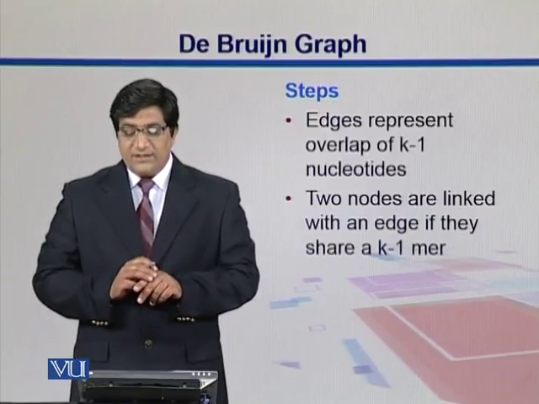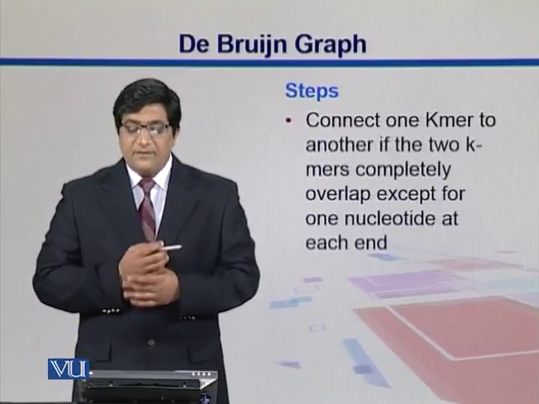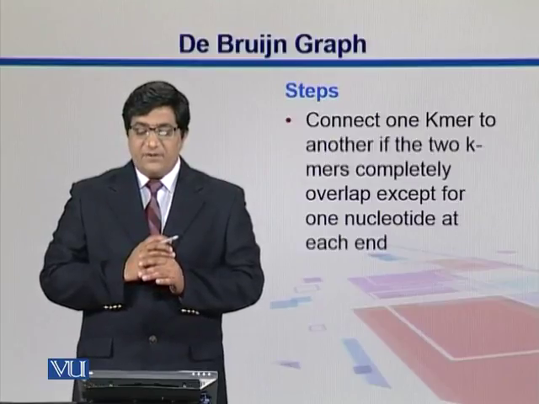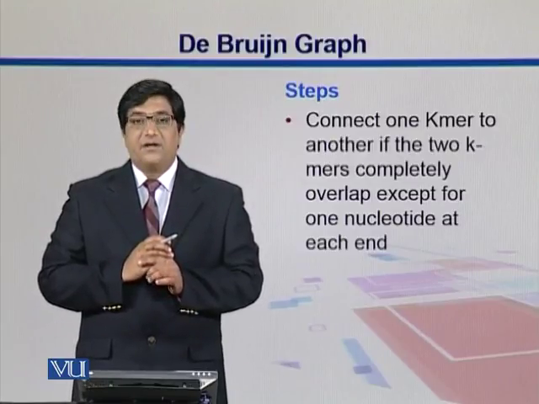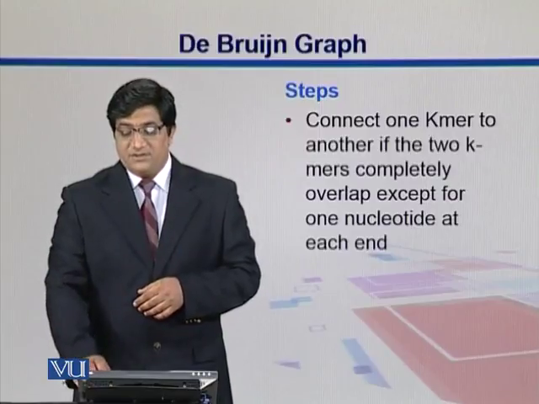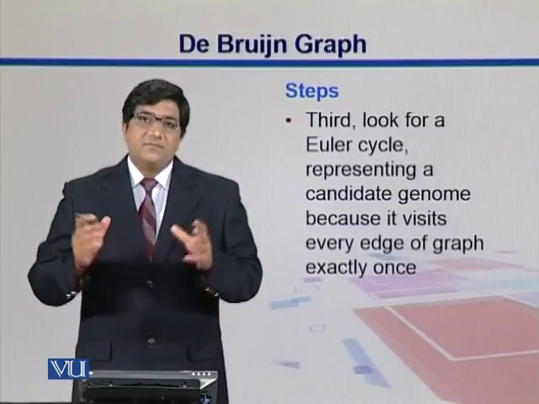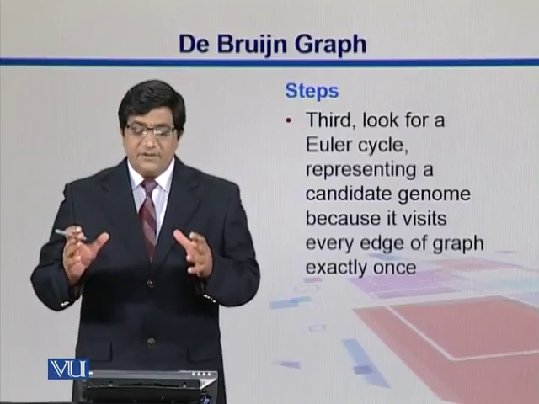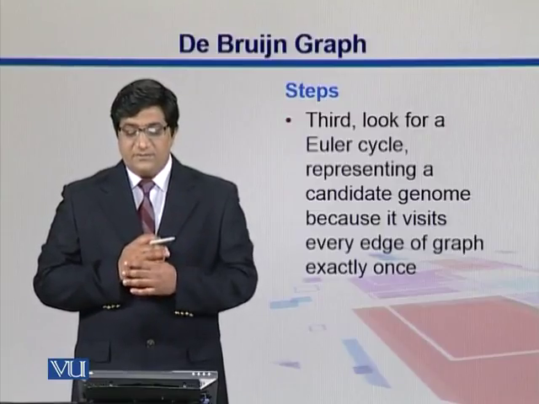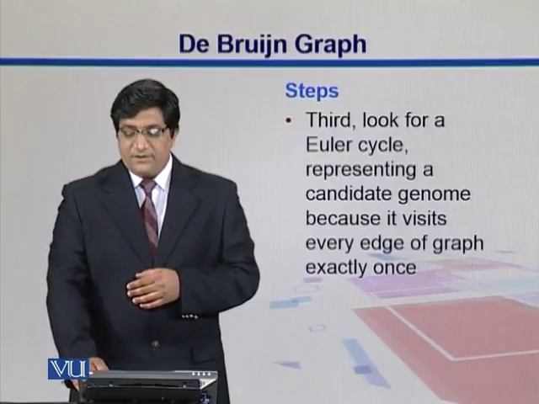So 2 nodes are linked with an edge if they share a k minus 1 mer, and then we connect one k-mer to another if the 2 k-mers completely overlap except for one nucleotide at each end. If they completely overlap, we will merge them together. Then within that graph which we have formulated, we'll try to find a Euler cycle. As we have seen earlier, it's where we are visiting each edge of the graph exactly one time.